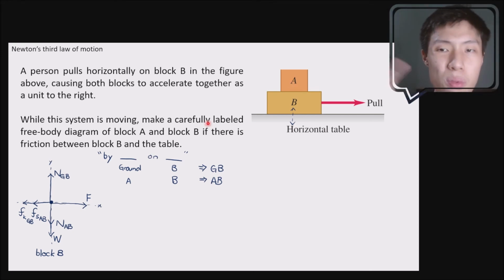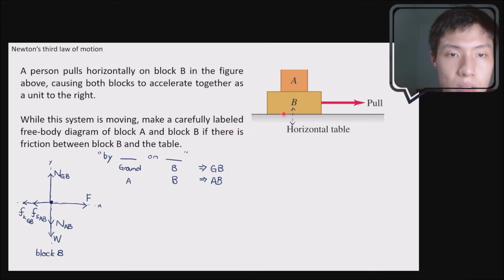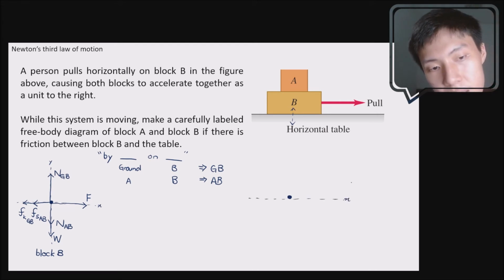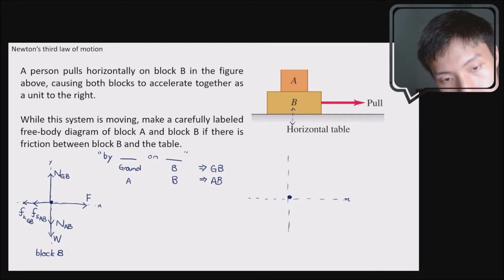Okay, probably if we draw another free body diagram for block A, then it will make the picture clearer. So let's make the transition to block A over here. Let's try to draw a free body diagram for block A. So again, we use a dot to represent block A, and we put in our axes, X and Y. Okay, so let's ask ourselves the five questions.